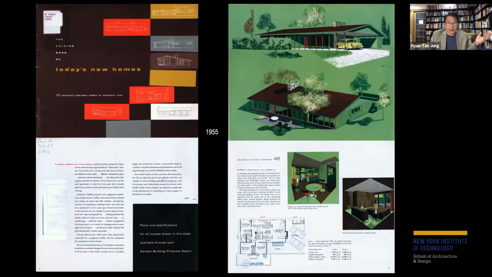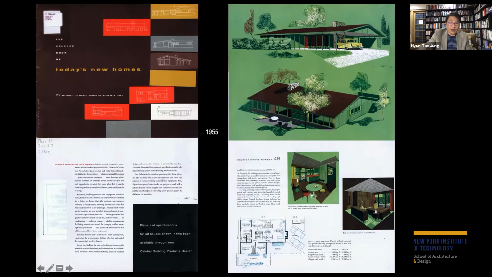So it became a really, really successful company. One of the most important building materials companies until the 1980s. It was one of the major building materials manufacturers in the country. So in 1955, you can see they're continuing with another 22. So every year they have 20, 22, 25.